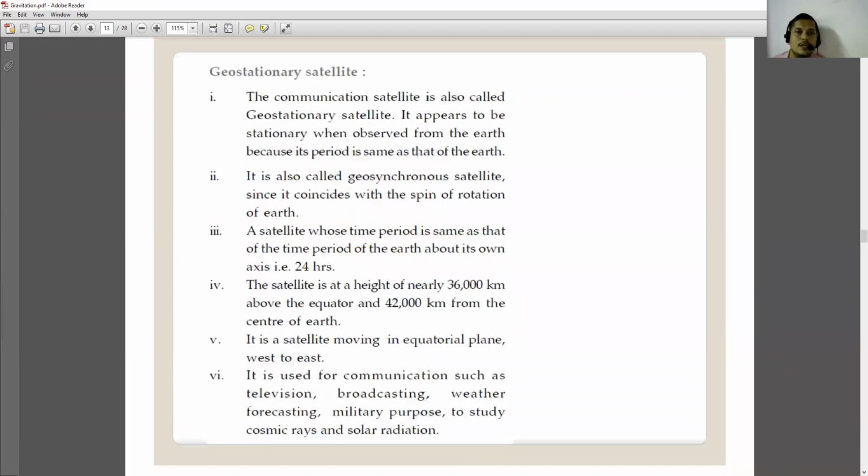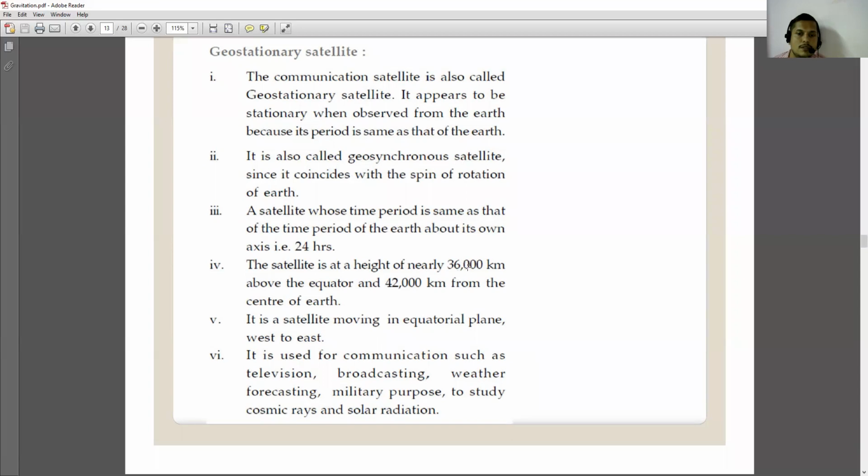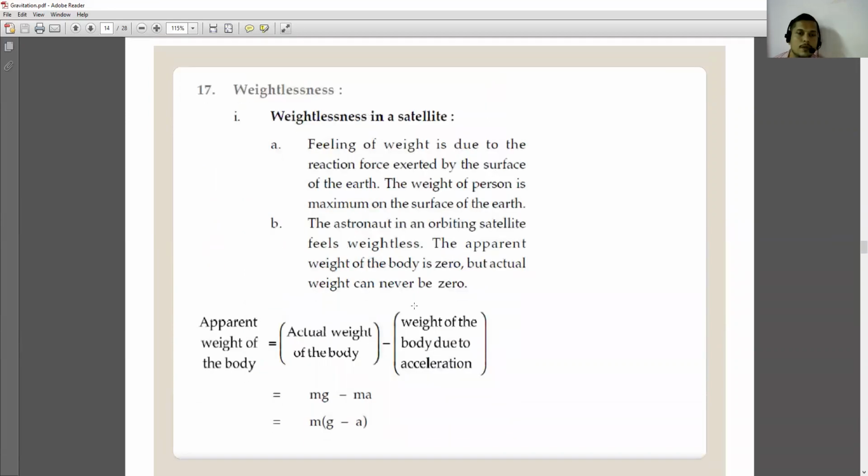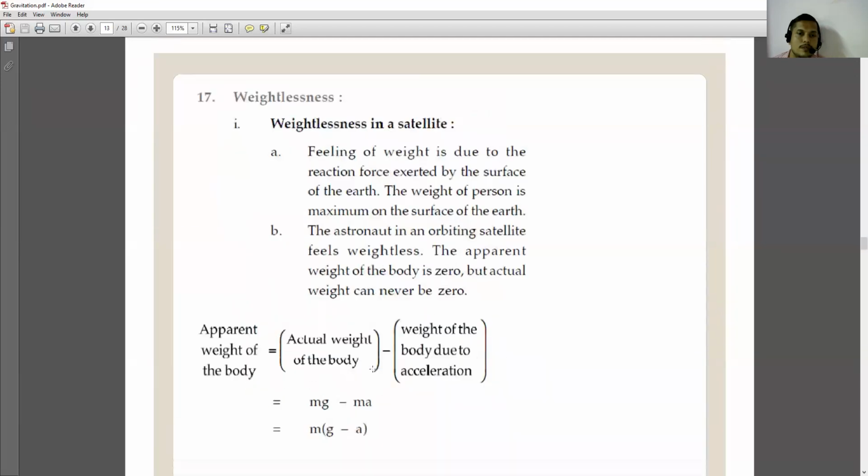Then the geostationary satellite. Geostationary satellite means the satellite which we can consider when we see above our head, then we can see that satellite 24/7 because it is a geosynchronous satellite. It coincides with the spin of the rotation of the earth. So its standard height is 36,000 kilometer from the surface of the earth if you consider, or by adding the radius of the earth it is 42,000 kilometer. So it is used for different purposes and applications.